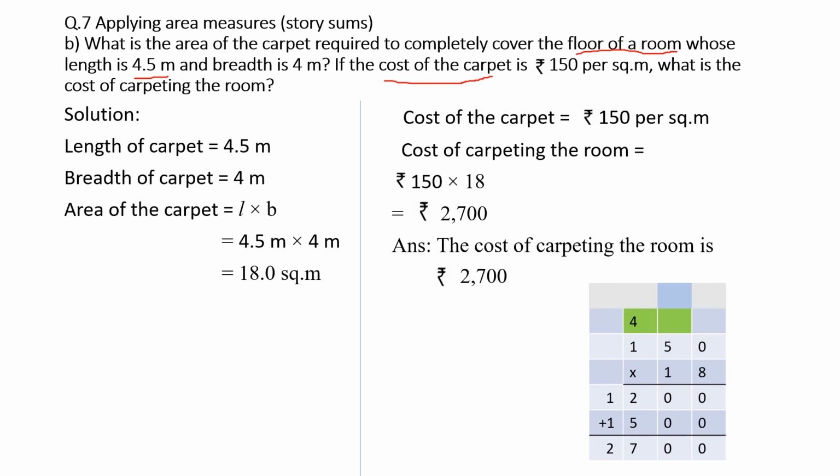When we multiply them, we will get 18 square meter, because the unit given in the question is meter. And another piece of information is given that the cost of the carpet is rupees 50 per square meter. Okay, sorry, it's 150 per square meter. So the cost of carpeting the room: 150 is the cost and 18 square meter is the area. So when we multiply, we will get 2700.